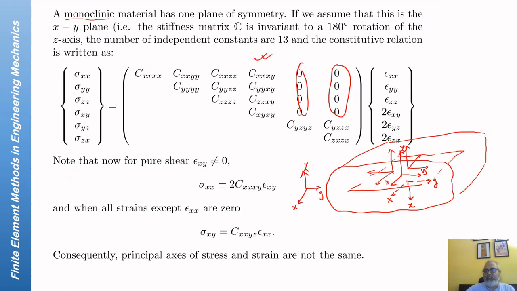For a monoclinic material where there's one plane of symmetry, you have to determine 13 independent constants. That's still a climb down from the 21 that you need in the most general case. In the most general case, where there are no symmetries, you need 21. For a monoclinic, you need 13. For an orthotropic, you need 9.